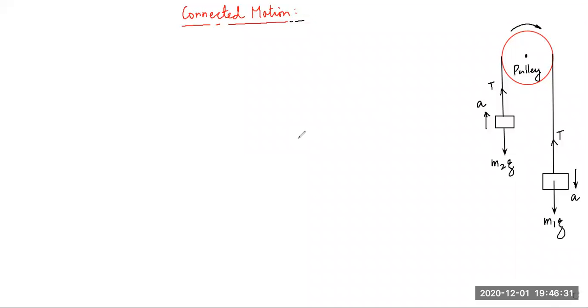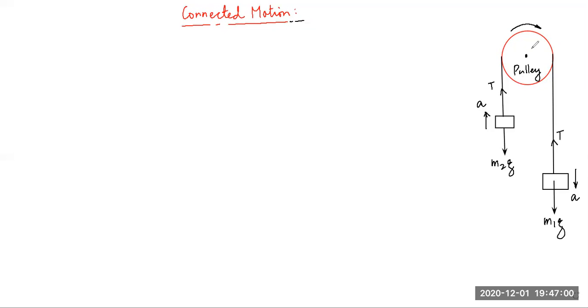Yes, students, let's have another lecture on connected motion in laws of motion, class 11 physics. So you see this is a pulley. Now two masses are attached to the pulley. One mass is m1, the weight of this is m1g. When it moves down with acceleration a downwards, the mass m2 gets accelerated upwards, right?